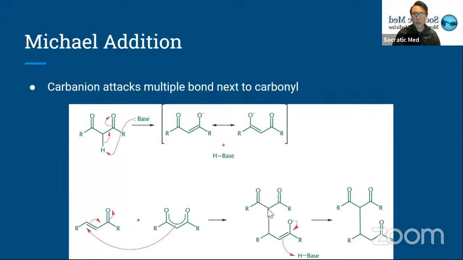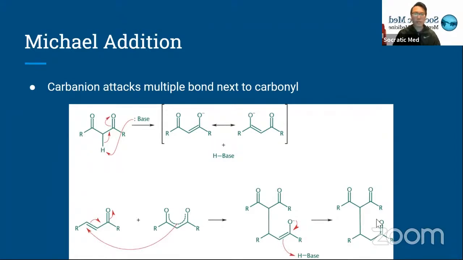If you look on the bottom right, it forms this molecule where the alpha carbon on the first molecule is attached to one of the carbons involved in that double bond in the second molecule, and the carbonyl on the second molecule can reform when taking a proton from the solvent. So it forms this molecule on the bottom right, where two molecules are attached to each other through a covalent bond, and this is called a Michael addition.